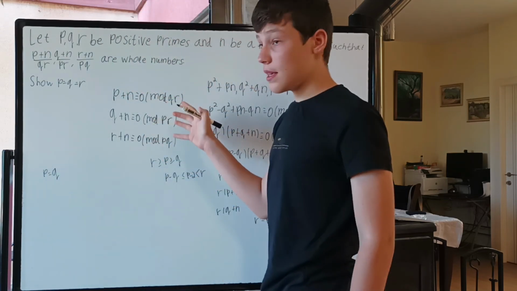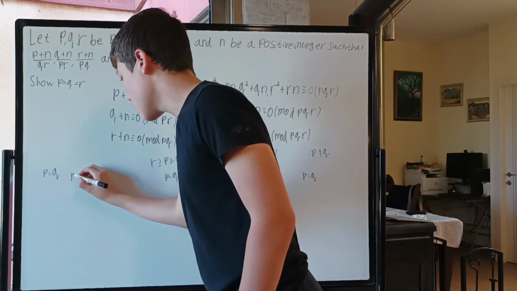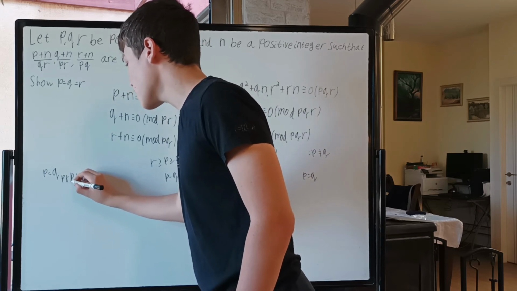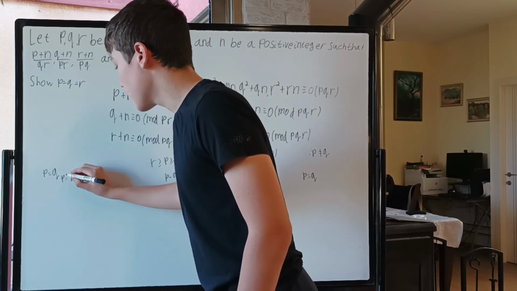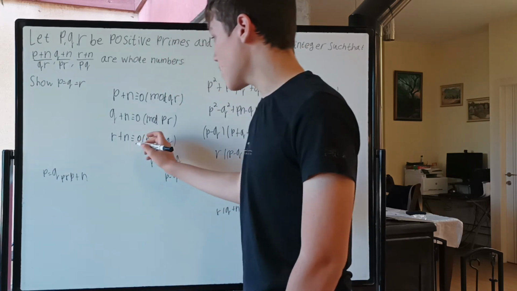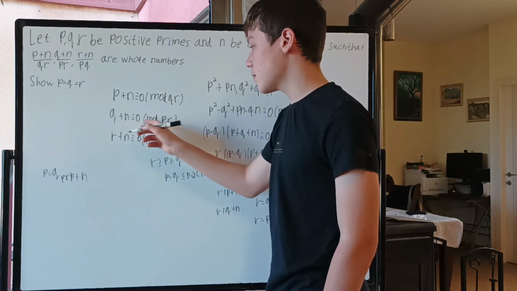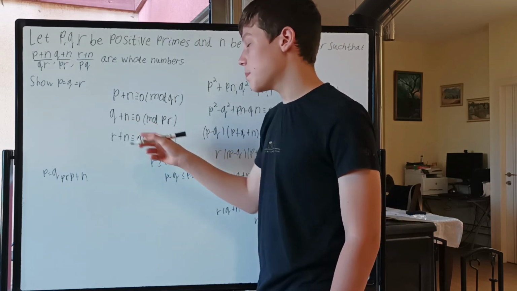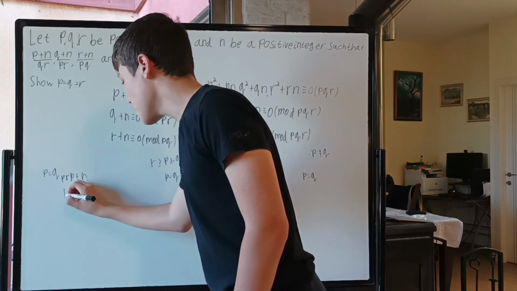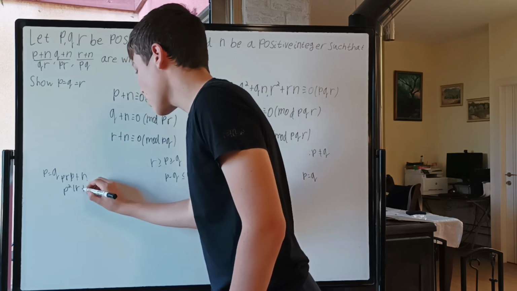Now let's look back at these three. So if I plug it in here, I get P plus N. The PR divides P plus N. And this is the same, right? Because Q is equal to P, then P plus N is divisible by PR, so it's the same. But here we get P squared, right? So this is PQ, P squared divides R plus N.